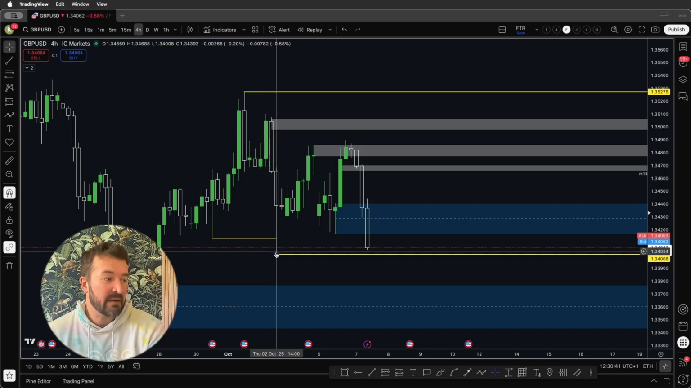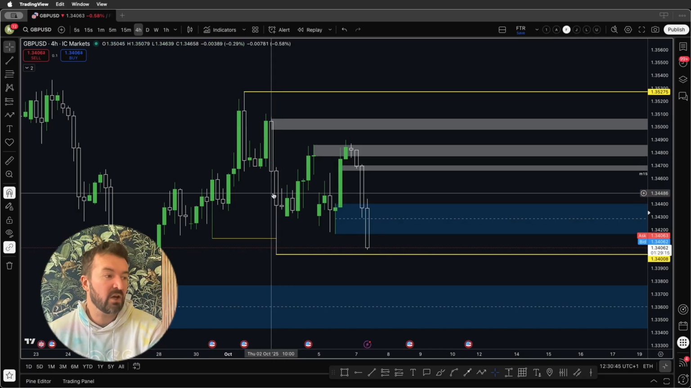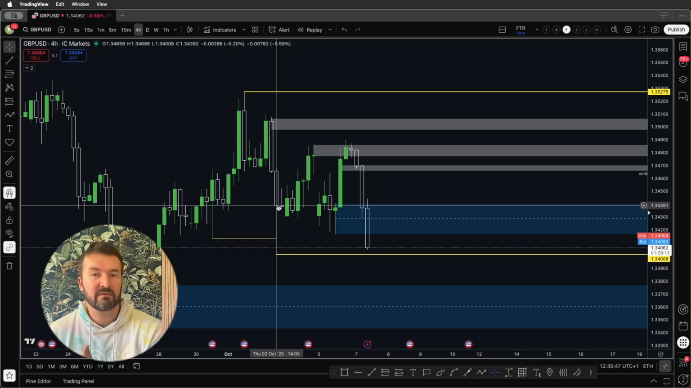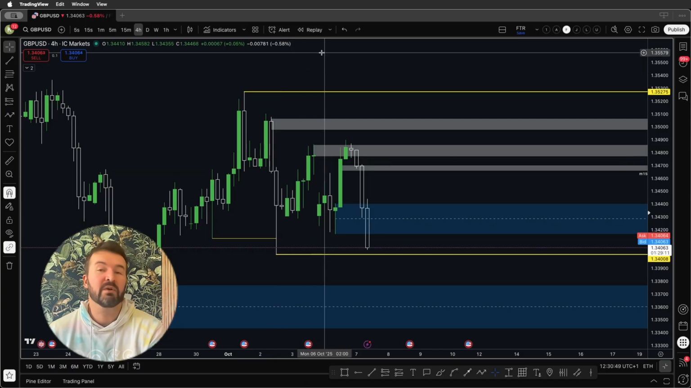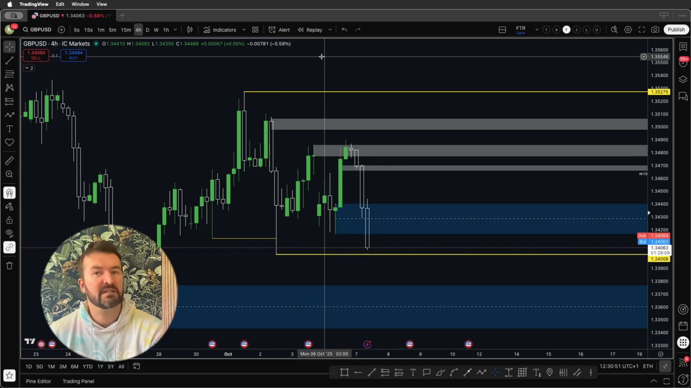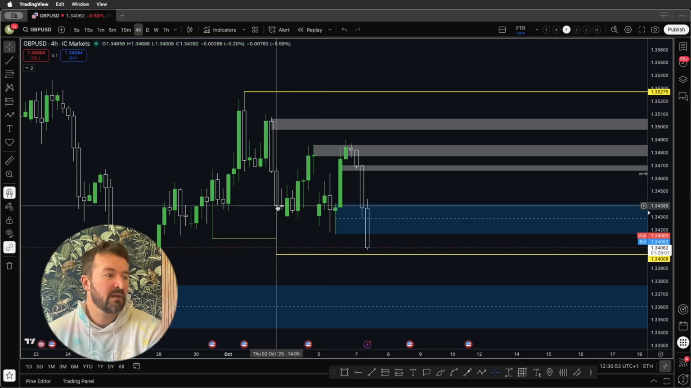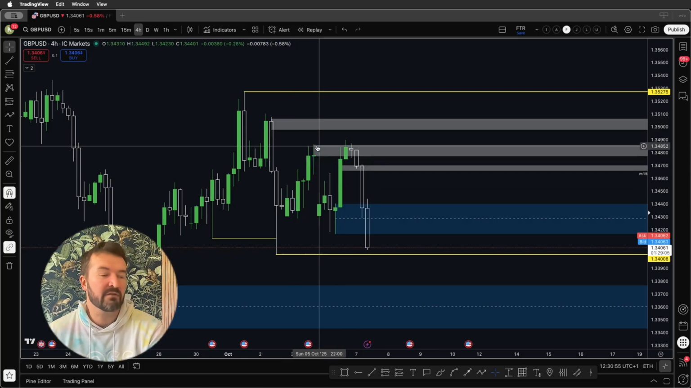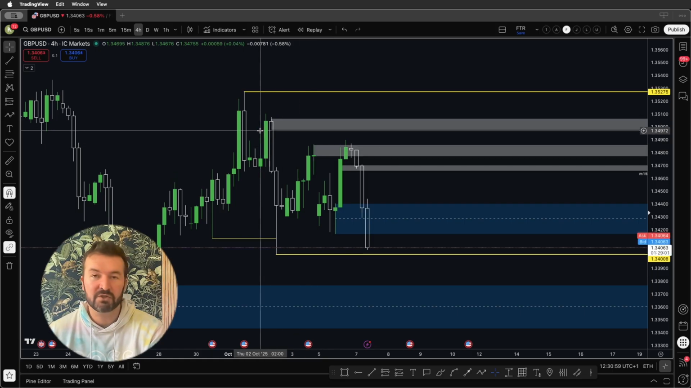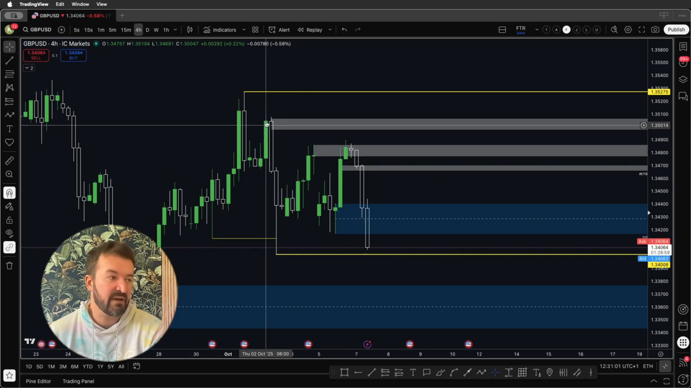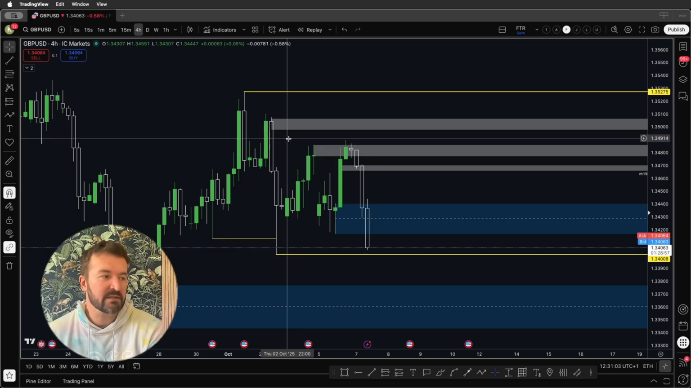Now, we came down and we rejected massively. Now, at the close of this candle, this would have looked very much like, oh, okay, we're going to go up. And I'm pretty sure that was the consensus at the time, at least for me. But the way in which we recovered was so slow, it indicated that the market was just not going to have enough steam and enough energy to push beyond this.